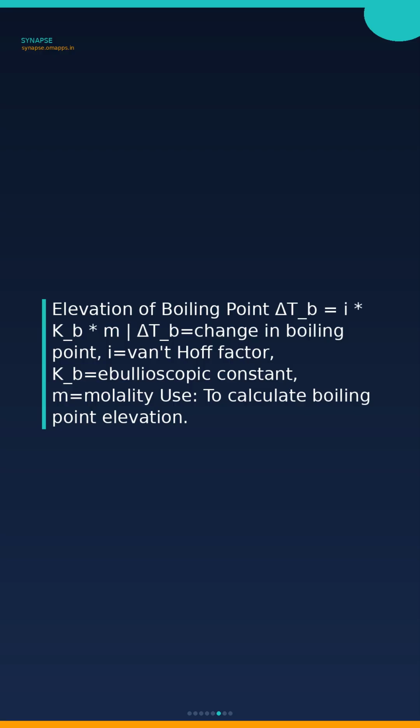Let's try a problem. Q. 2 grams of benzoic acid dissolved in 25 grams of benzene shows a depression in freezing point of 1.62 K. Molar depression constant for benzene is 4.9 K kg per mole. What is the percentage association of benzoic acid if it forms dimer in solution?